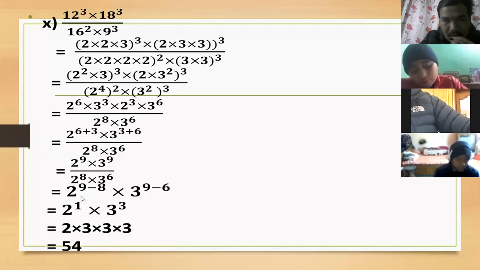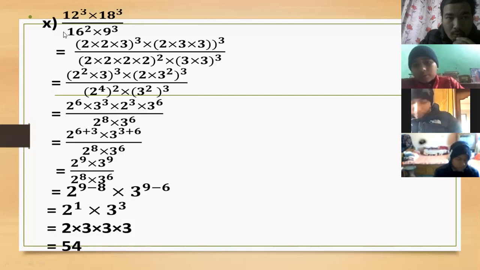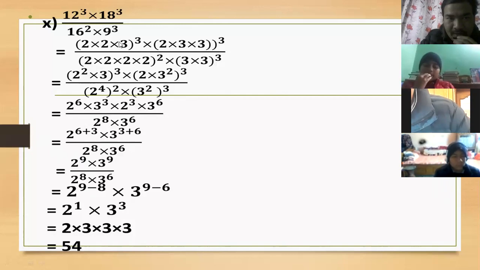Sir, can you again explain? Yes. For this 12, we have to factorize. 12 will come as 2 into 2 into 3. And 2 into 2 means 2 square, and 3 means only one 3.